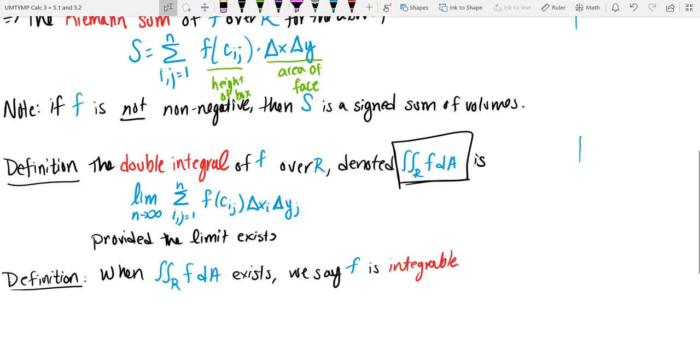So the double integral over the region R of f dA is that, and when we say that integral exists, we say the function is integrable. The idea that this double integral exists is critical. How and when does it exist? That's what we're going to start with in the next video.